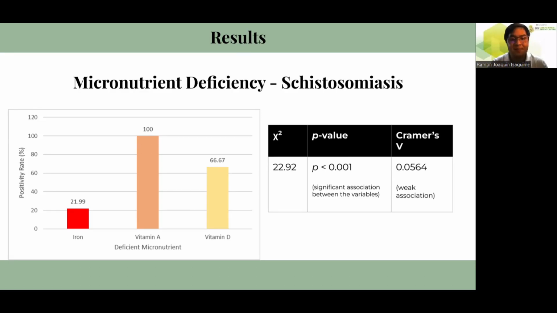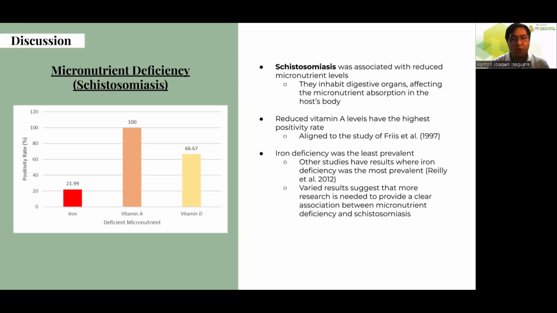Next slide. Now, aligning with the studies where we obtained our data, the results of our study found an association between schistosomiasis and reduced micronutrient levels, particularly iron, vitamin A, and vitamin D. And it's found that vitamin A has the highest positivity rate.